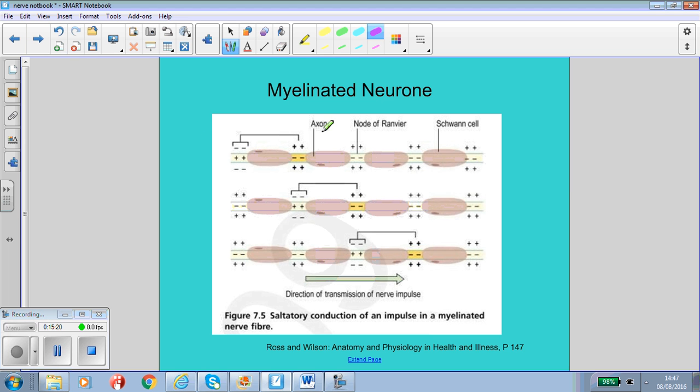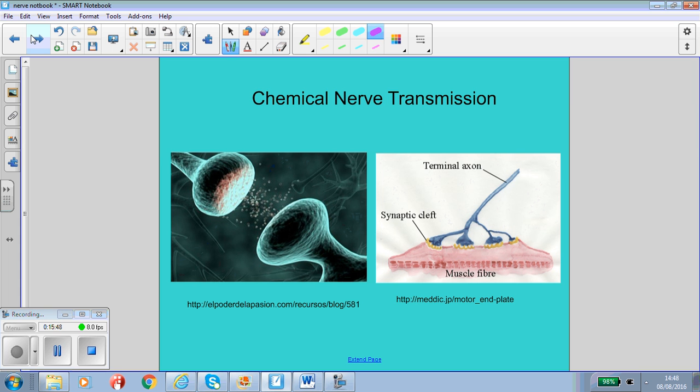It's as if the action potential is jumping from one to the other, and it can all happen at a much faster rate. So myelin isn't just about protection and nourishment, it's about speeding up the transmission as well. But it can only happen in the areas where the myelin sheath isn't there, at the nodes along the axon. So that's what happens when the impulse goes from one end of the neuron to another.